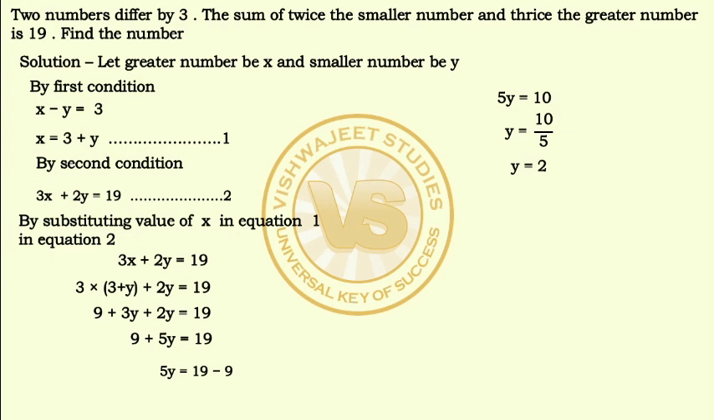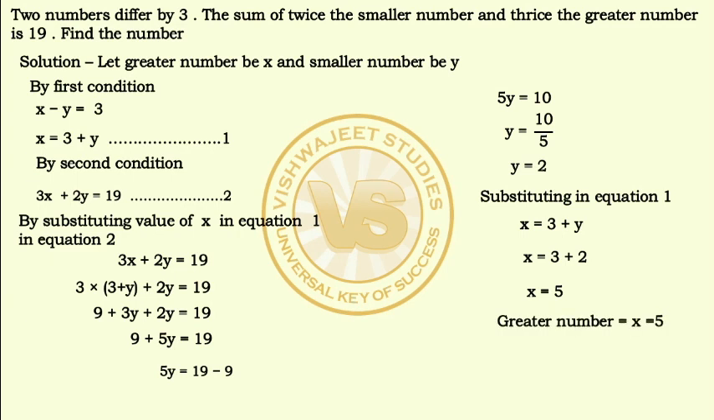To get the value of x, substitute this in equation 1, which is our simple equation. x is equal to 3 plus y. By substituting the value of y in the equation, x is equal to 3 plus 2, we get the value of x after addition as 5. So our greater number, which we have considered as x, is equal to 5, and our smaller number is 2, which we have considered as y.